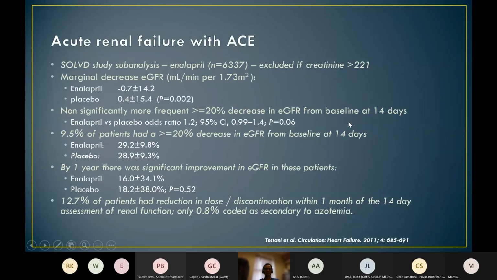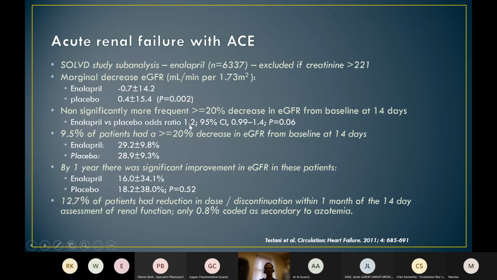Acute renal failure with ACE inhibitors. This is not a wonderful slide. I must edit this a little bit, but ignore the writing in white and just look at the one in sort of the light green. So this is data from SOLVD, an early trial of an ACE inhibitor, enalapril, of about 6,000 patients, and it only excluded patients with pretty severe renal impairment. And it found that there was a trend, but it wasn't a significant trend, to a more than 20% decrease in eGFR from baseline at 2 weeks with enalapril versus placebo.